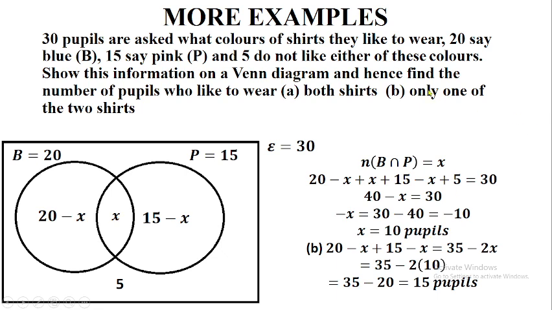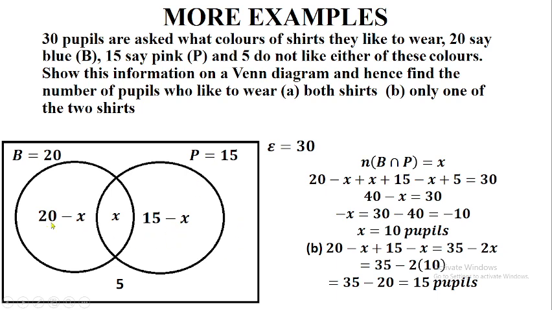The question says we should find only one of the two shirts. Only one of the two shirts. We are looking for people that like only one of the two shirts. Where are these people? They are here and they are here. These people that are here, they like only one shirt. People that are here, they like only one shirt. So this one likes only blue. This one likes only what?